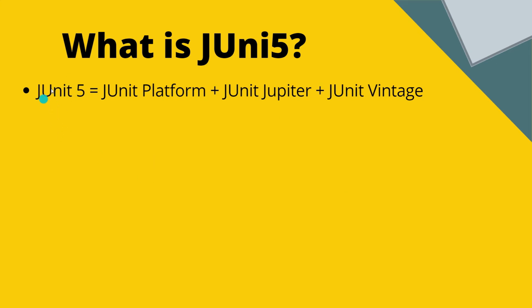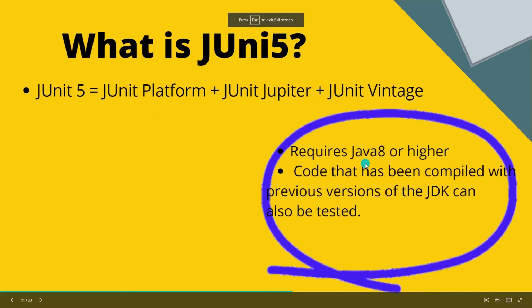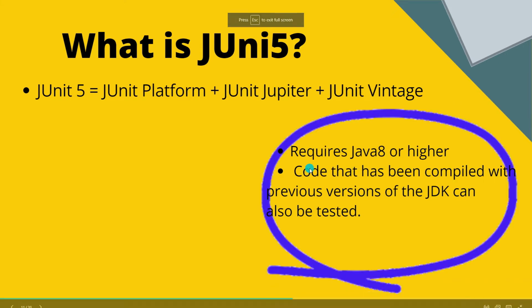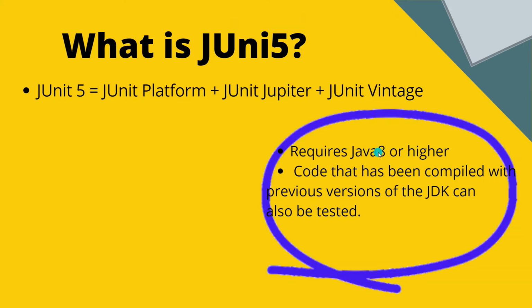JUnit 5, unlike other previous versions, is a combination of three sub-projects: JUnit Platform, JUnit Jupiter, and JUnit Vintage. All these sub-projects have some functionality which we will discuss later. To use JUnit 5, you need to have Java 8 or a higher version of Java on your machine. Also, code that has already been compiled with previous versions of the JDK can be tested using JUnit 5.